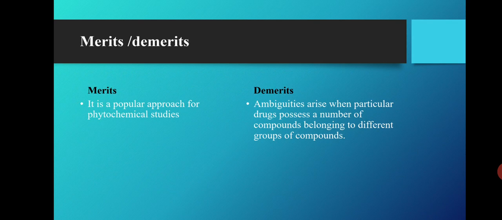But demerit क्या है इसका? Ambiguity arises when the particular drug possesses a number of compounds belonging to different groups of compounds.